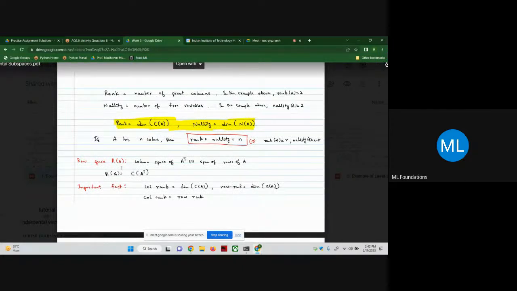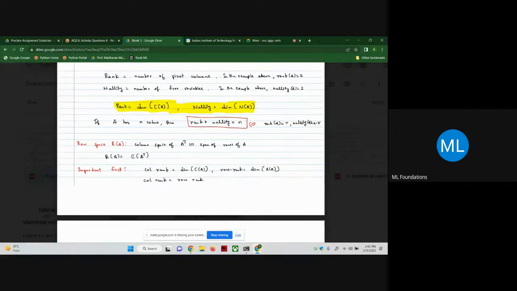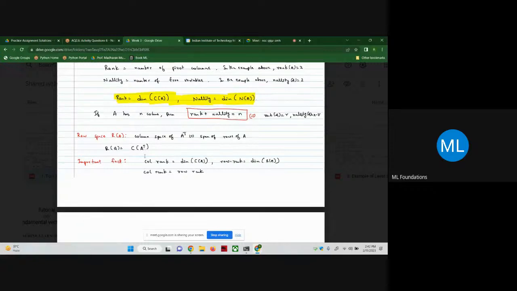Okay. The row space is nothing but the opposite of it: the column space of A transpose. You do the transpose of A, and then you find the column space of it. Then that is the row space. So the row space of A is nothing but the column space of A transpose.